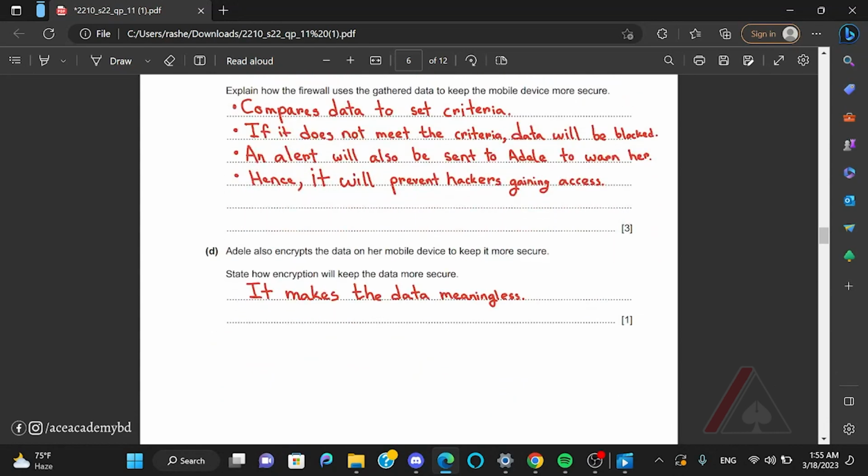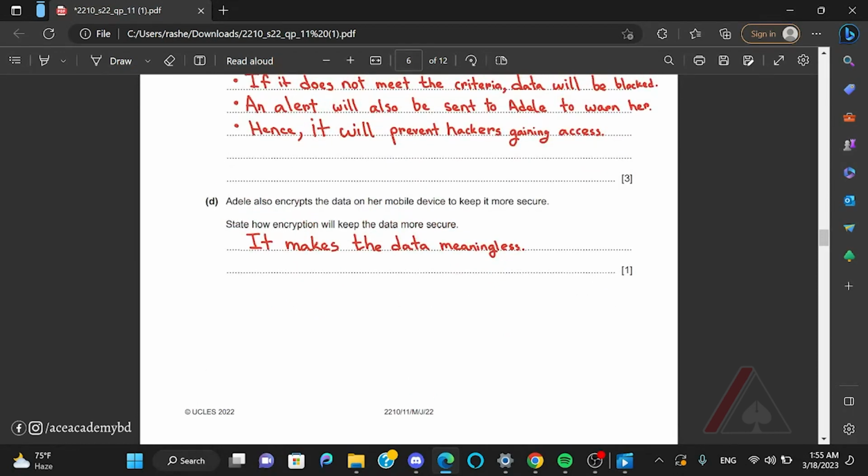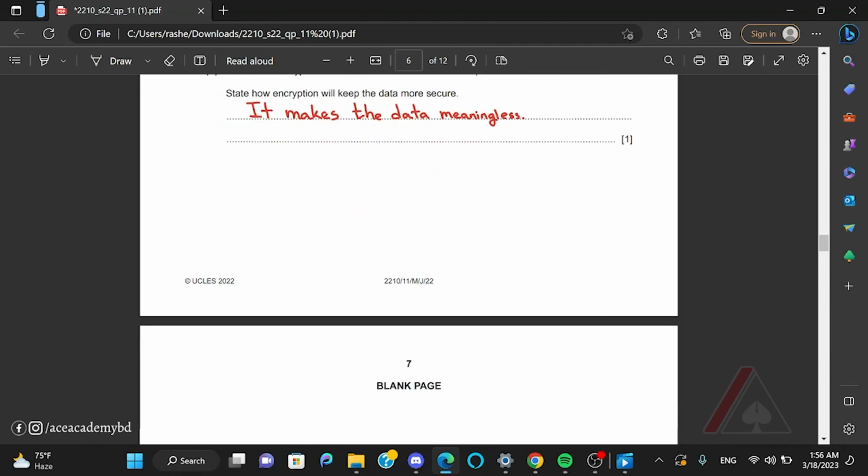Moving on, D. Adele also encrypts the data on her mobile device to keep it more secure. State how encryption will keep the data more secure. Now, encryption does not prevent the hacker from intercepting the data. However, since it makes the data meaningless, it actually makes it secure since it's useless to the hacker, right?